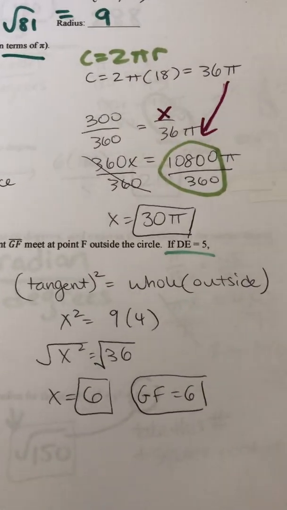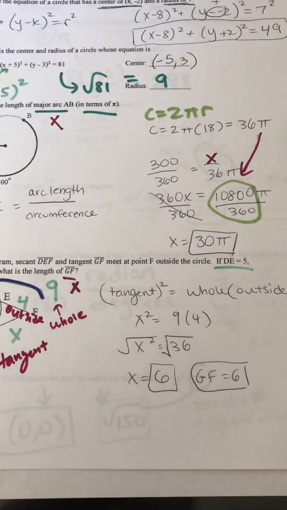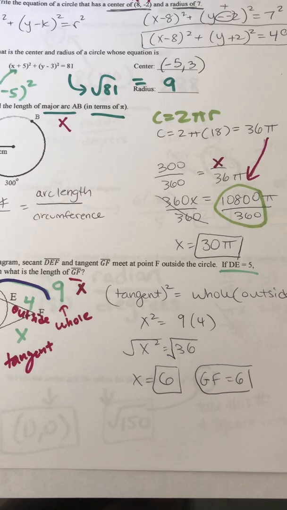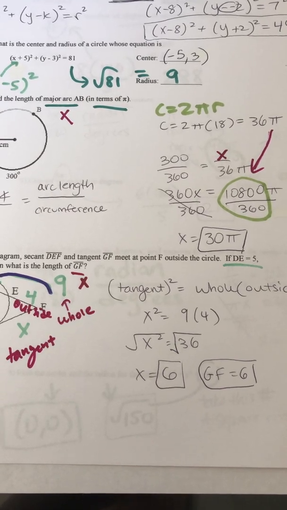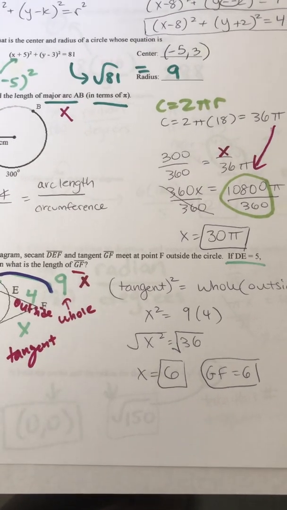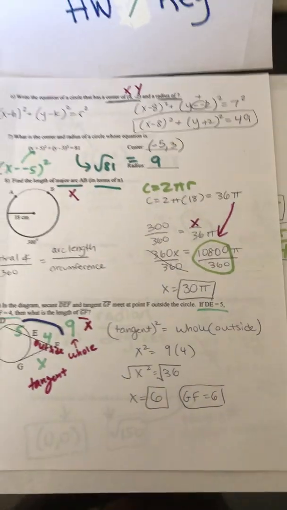So the tangent is x, the whole is 9, the outside is 4, so that's x squared equals 36. Square root both sides and you get x is 6, and that was GF, that's what we're looking for. So GF is equal to 6.